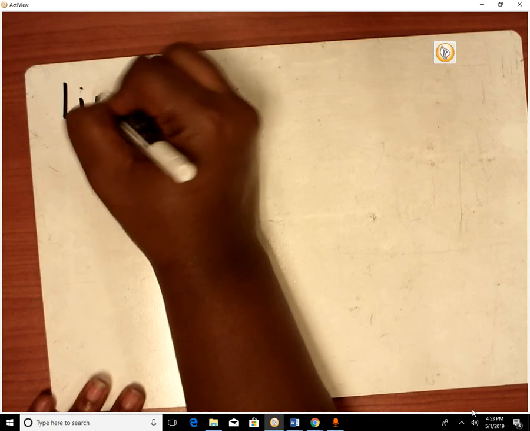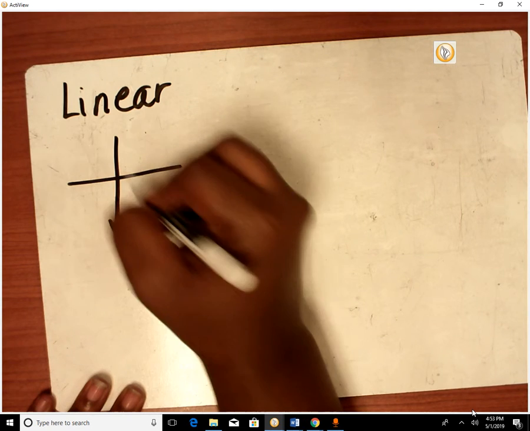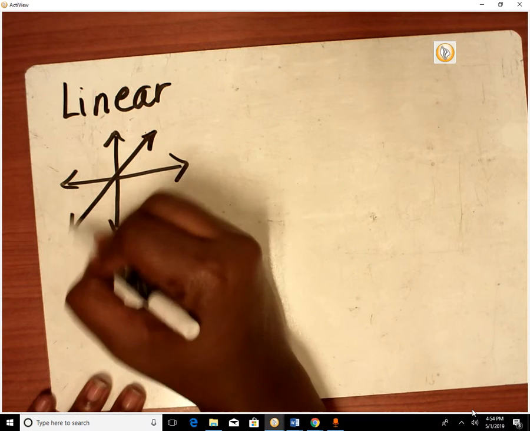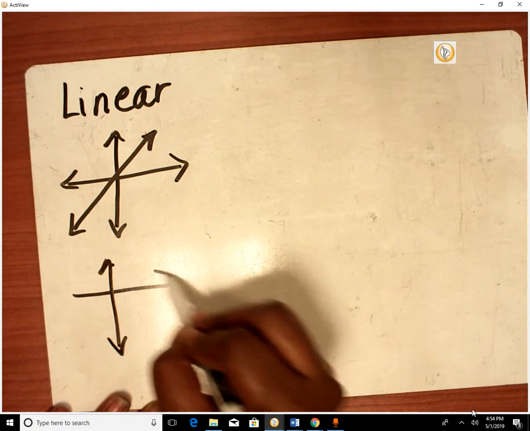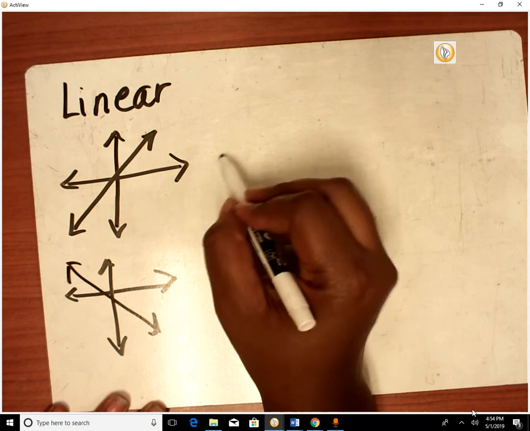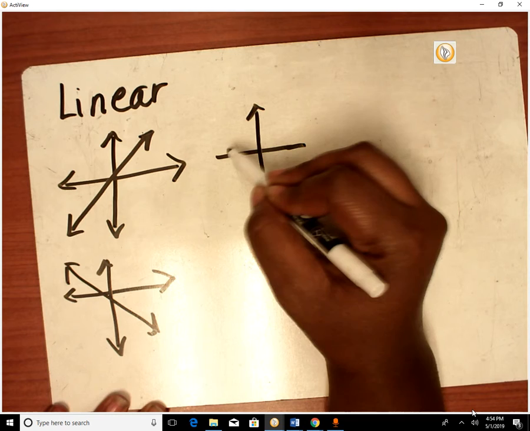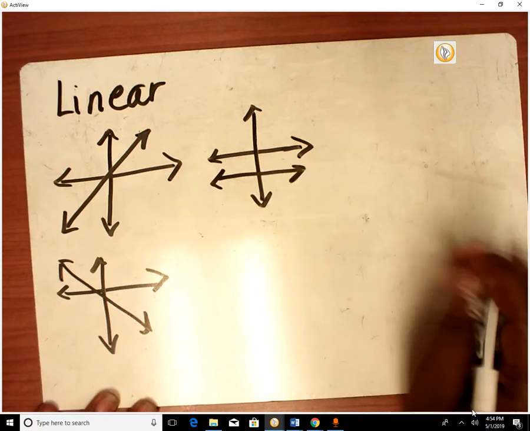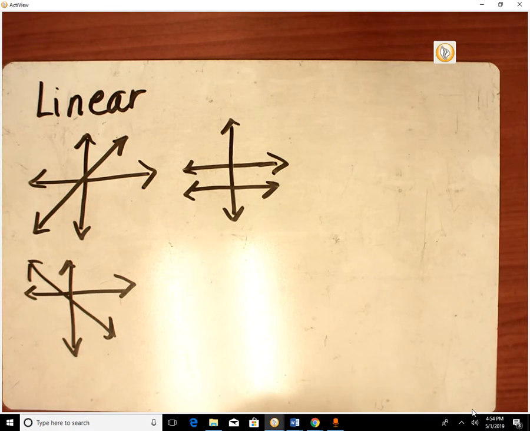So, when we look at a graph, that is any graph on a coordinate plane like this one, it might have a positive slope or a negative slope, or it might be a horizontal line. And remember, horizontal means it goes from left to right. Okay? Either parallel to the x-axis or is the x-axis.